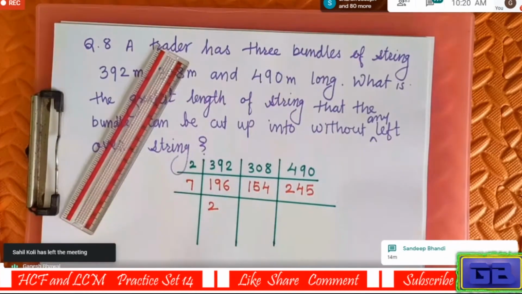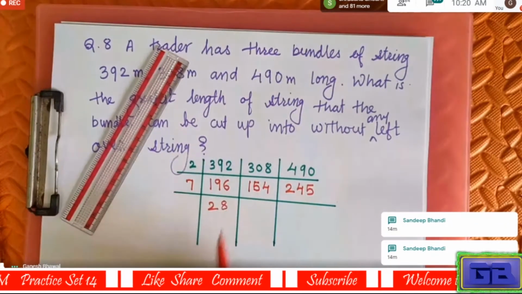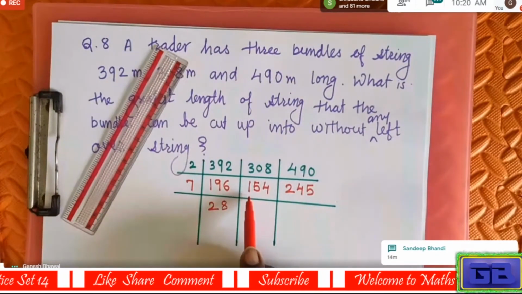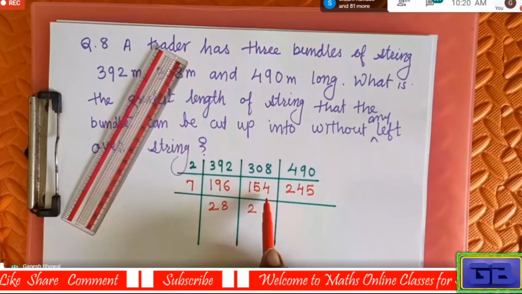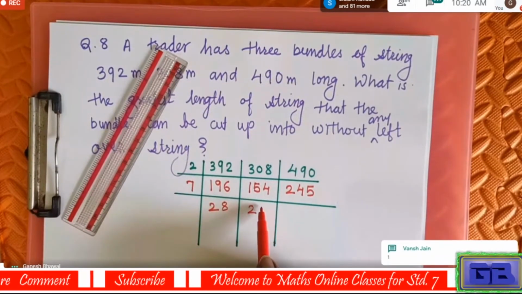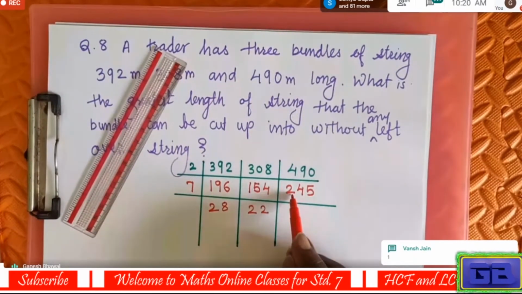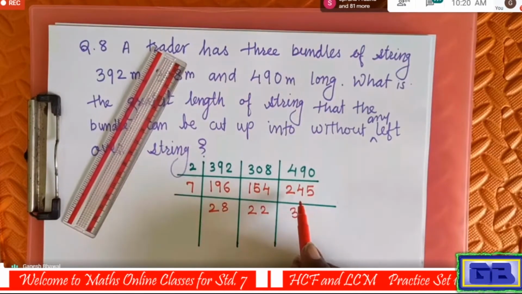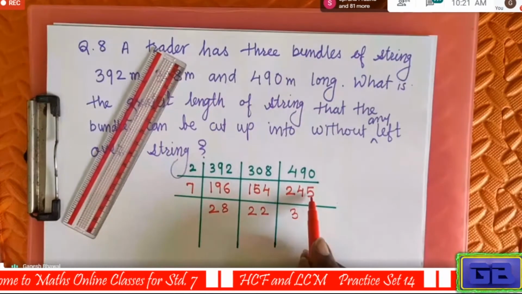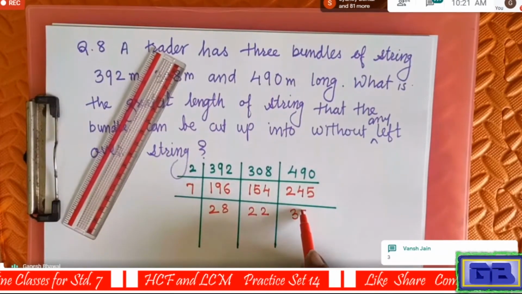So the number becomes 56. 7 eights are 56. Here 7 twos are 14, 15 minus 14 is 1. Here 4 down, again it becomes 14. 7 twos are 14. 7 threes are 21. 24 minus 21 becomes 3, and when we take this 5 down, it becomes 35. 7 fives are 35.